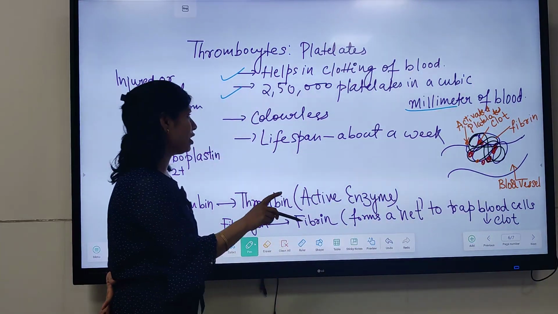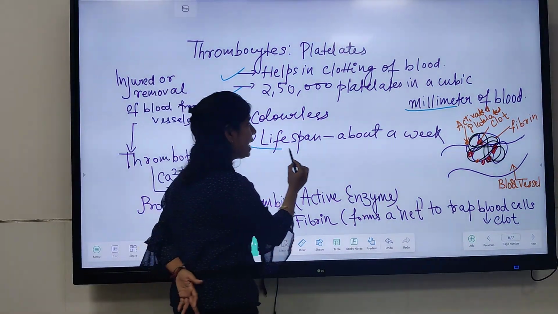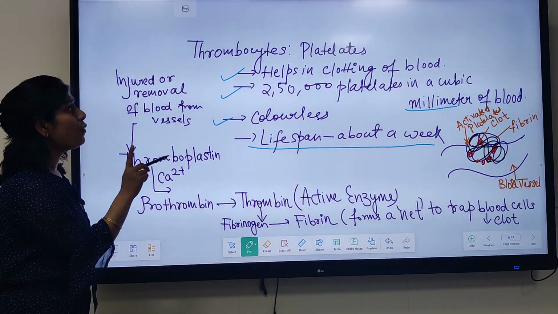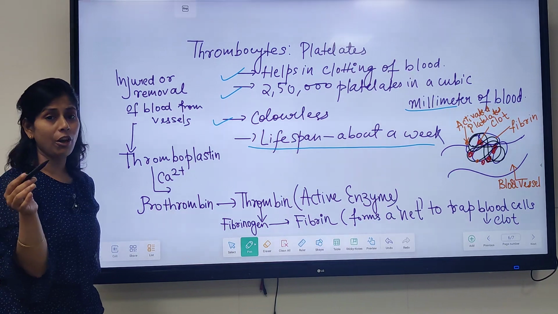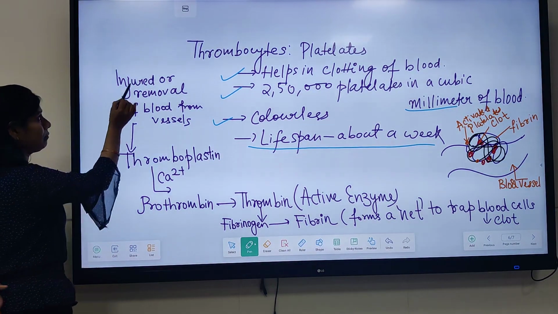Very, very important. They are colorless. They don't have any pigment. The lifespan is about a week. This is also very, very important. Now we should understand how the clotting of blood happens. So let's understand with these steps.